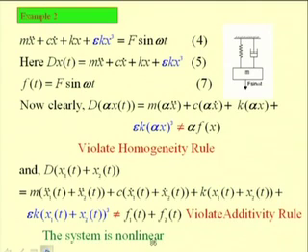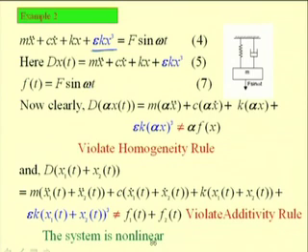So, now let us take this example: m x double dot plus c x dot plus kx, where we have taken a nonlinear spring. So, due to that nonlinear spring, this term is added to the system. So, now the system equation becomes m x double dot plus c x dot plus kx plus epsilon k x cube equal to F sin omega t. So, f(t) equal to this. So, let us see whether the homogeneity and additive rules are violated or not.